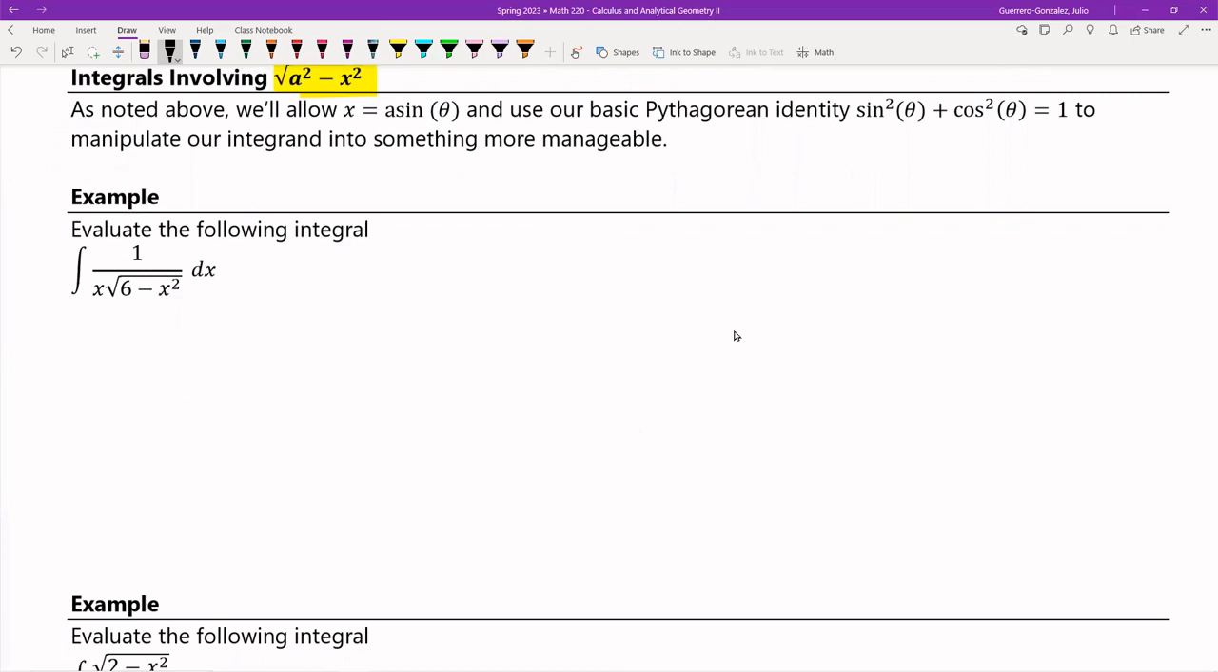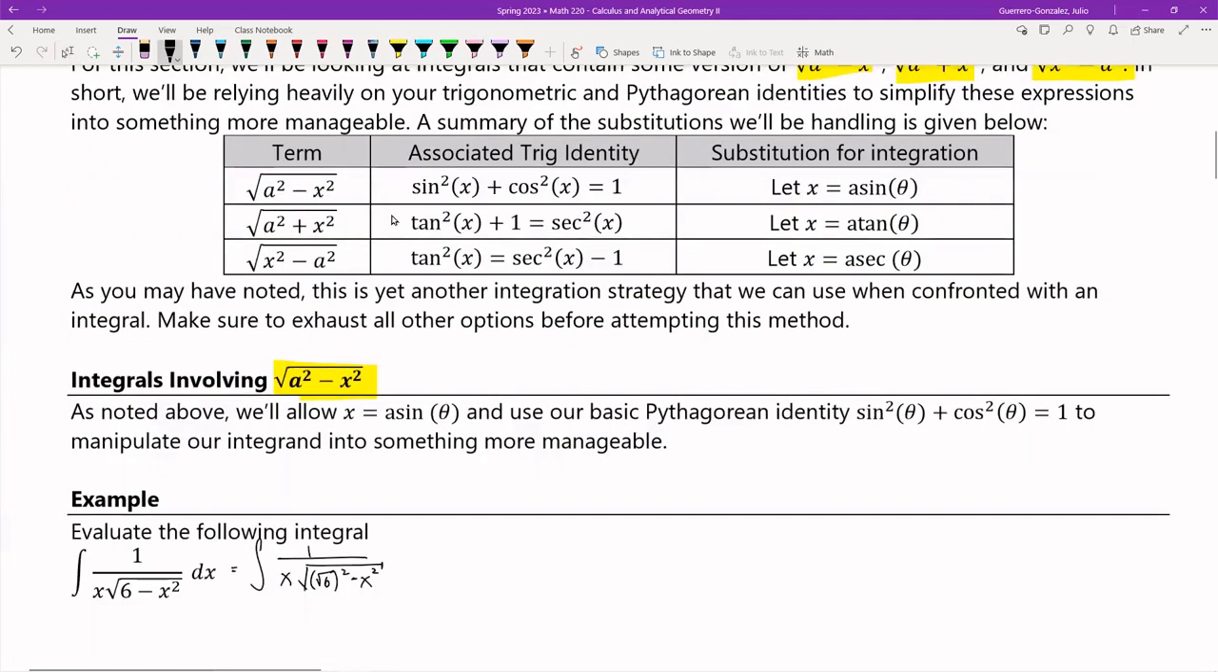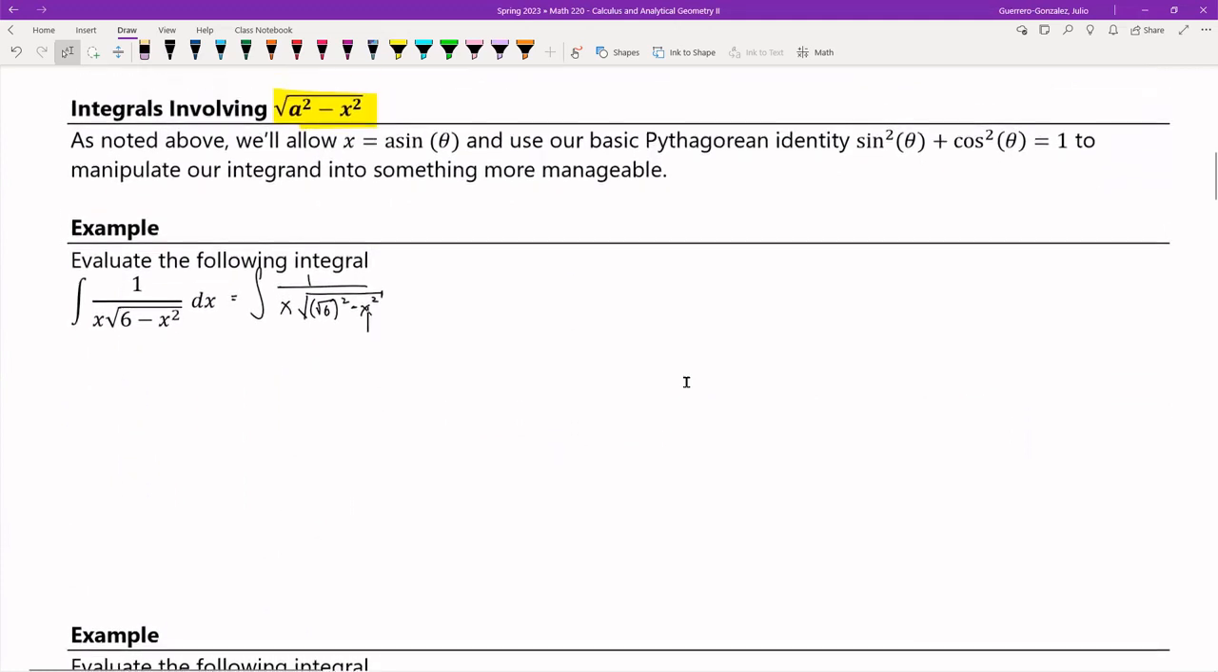Let's say I wanted to find this integral. I'm going to have to do a rewrite really quick. So the integral of 1 over x, the x is going to stay there, but I want the square root of 6 squared minus x squared. The reason why is because I need something squared, so if I take that 6 and do the square root of 6 squared, that solves everything.